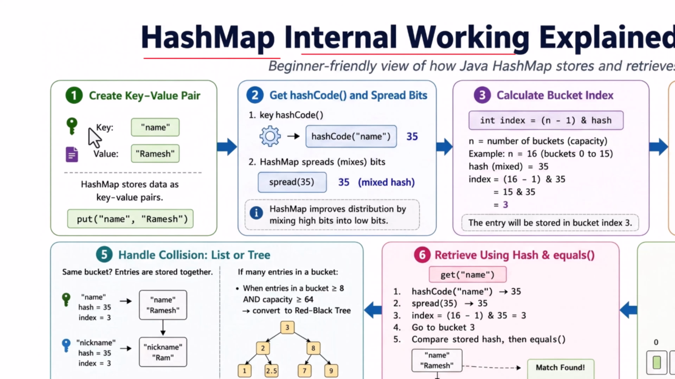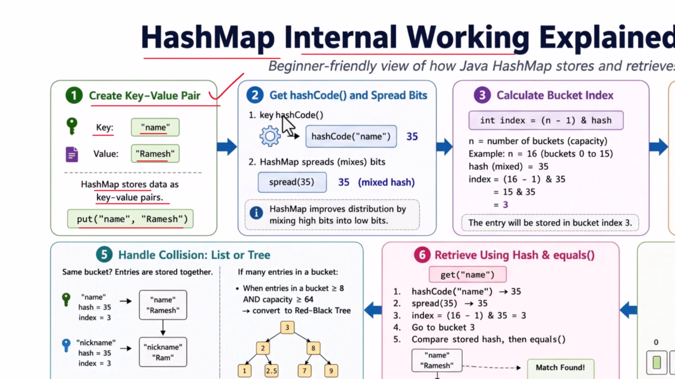The first step is create a key value pair. In our example, name is the key and Ramesh is the value. Internally, HashMap stores this information as an entry containing the key, value, calculated hash, and a reference used when multiple entries share the same bucket. The key must be unique inside the map. If we add another value using the same key, HashMap updates the existing value instead of creating a duplicate key.